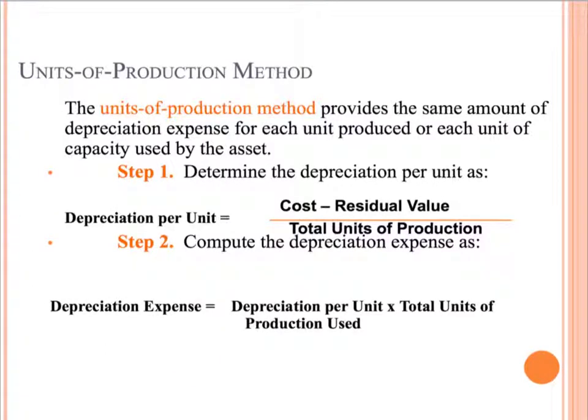The next method of depreciation is units of production. Units of production provides the same amount of depreciation expense for each unit produced or each unit of capacity used by the asset. It's a 2-step process. In the first step, we determine the depreciation per unit. This is determined by cost minus residual value divided by total units of production. In step 2, we calculate the depreciation expense. This is done by taking the depreciation per unit and multiplying it by the total units produced.